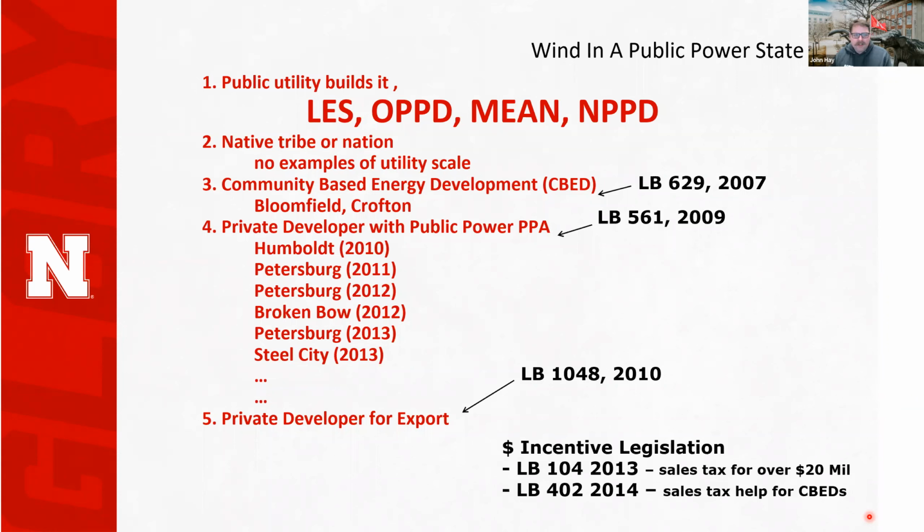There was some other small legislation that happened later on, some tax incentive legislation, but it's not quite as big and important. Some of it was that if you had a project over 20 million, you got some sales tax exemption if you hired Nebraska engineers and things like that. And then they extended that the year after that.